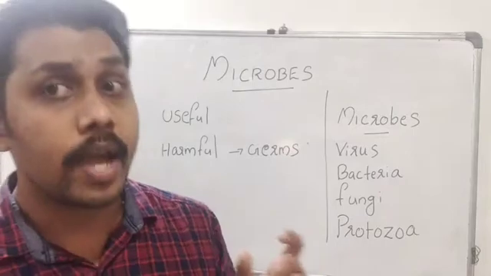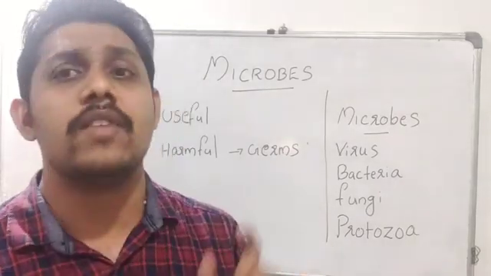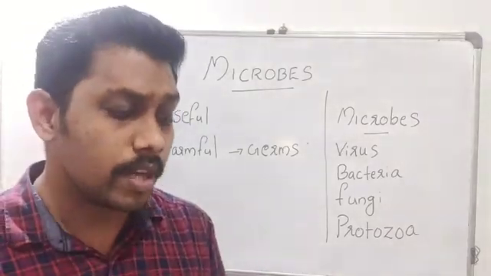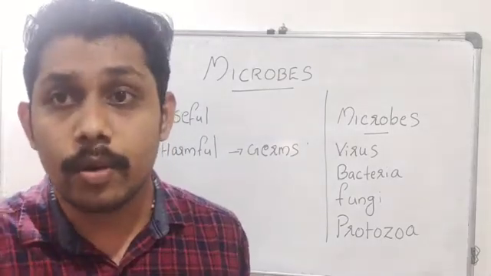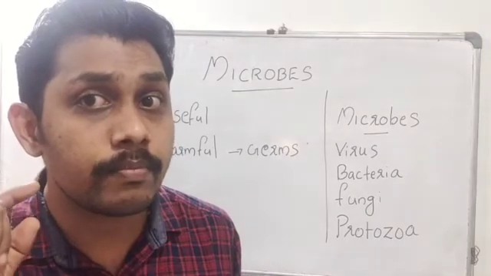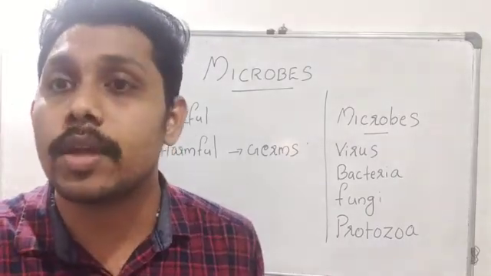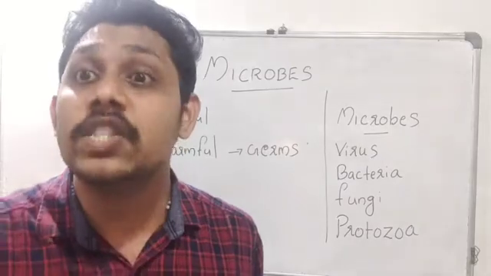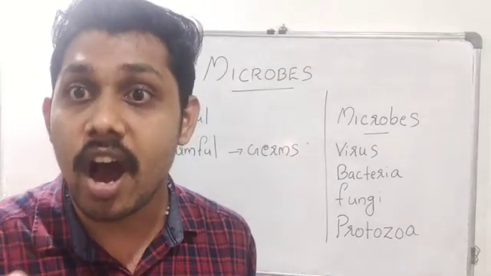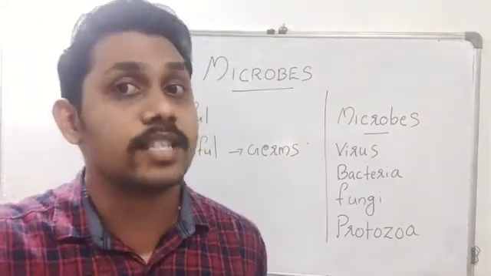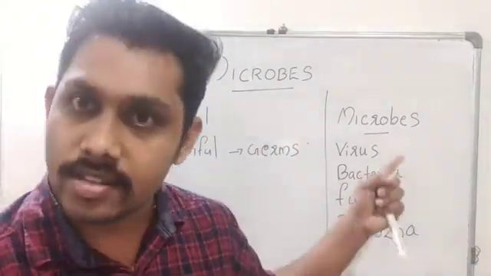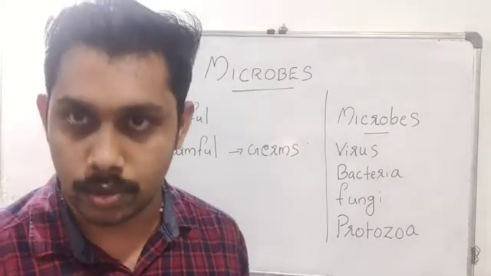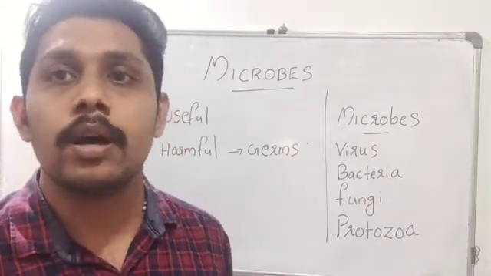Okay, students. So, microbes are very small living organisms. They cannot be seen with our eyes, isn't it? Microbes are very small living things that cannot be seen with our naked eye. We can see them only through an instrument called a microscope. There are two kinds, harmful and useful. Harmful microbes are called germs, G-E-R-M-S, germs. And microbes are also classified into four types. First one, virus. Second one, bacteria. Third one, fungi. And the fourth one is protozoa. Okay, students? So this is an introduction about microbes.